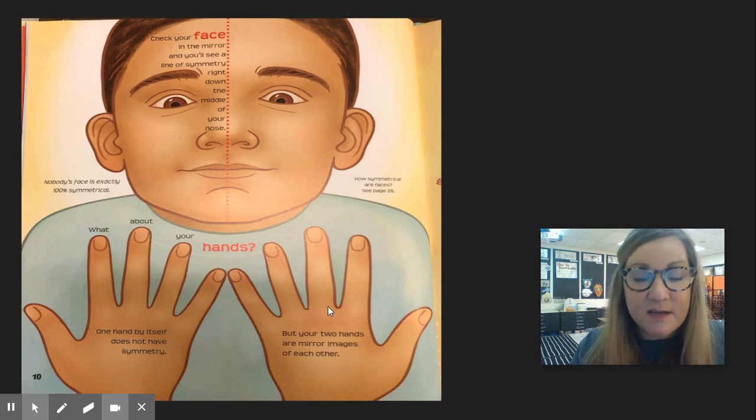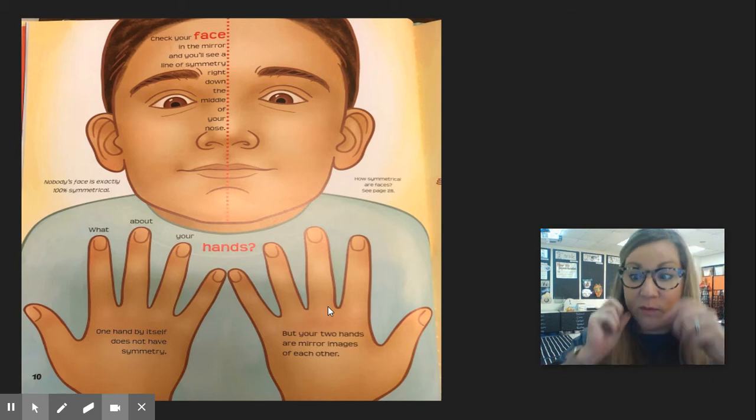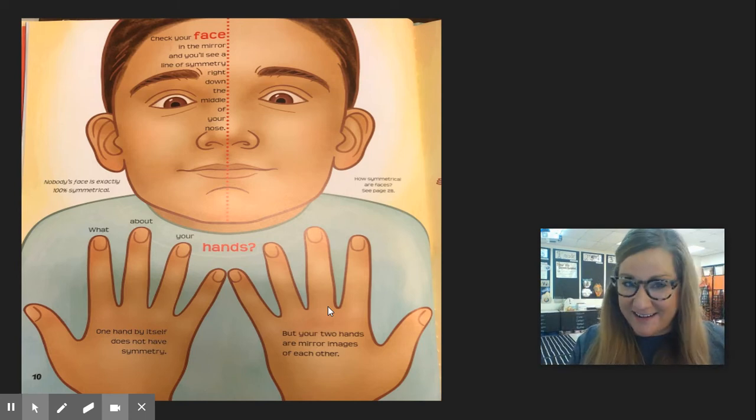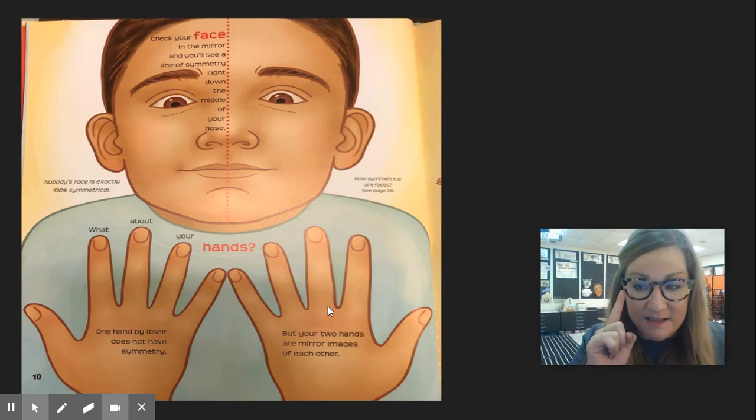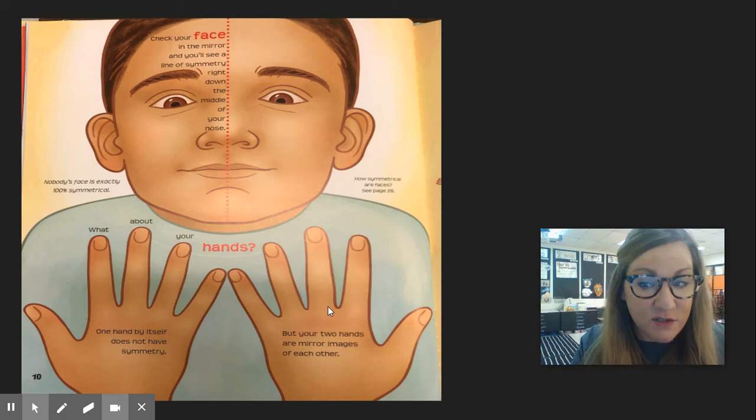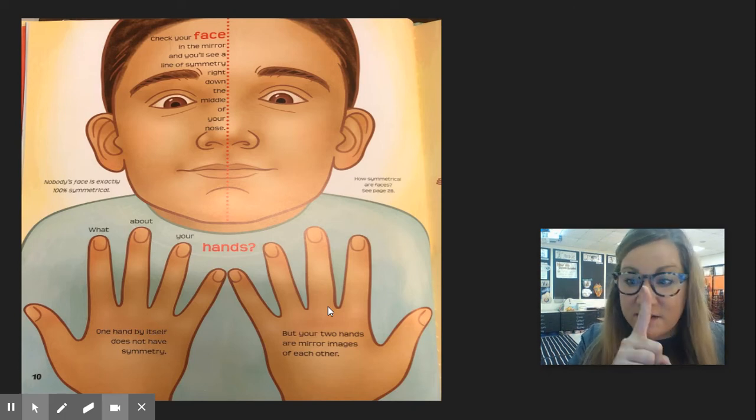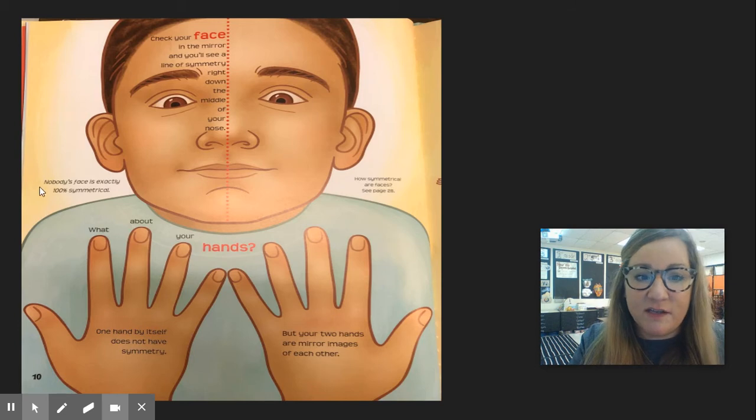Now, there are things that we have two of. For example, we have two ears, one on each side. We have two eyebrows. We have two eyes, right? So some things we do have two of. Others are divided in half, and we do our best to make them symmetrical.